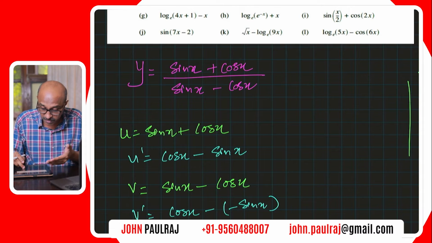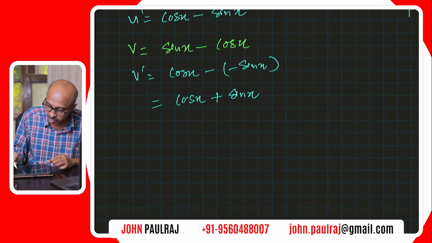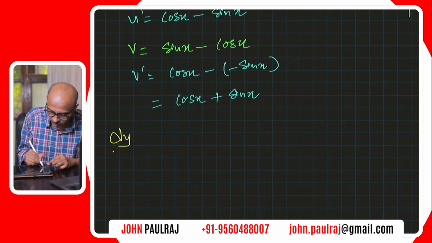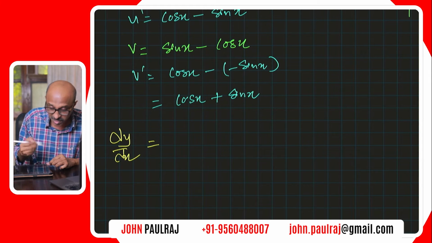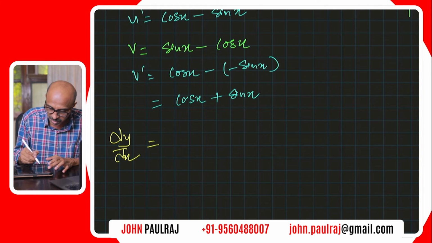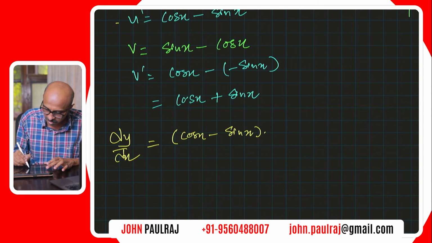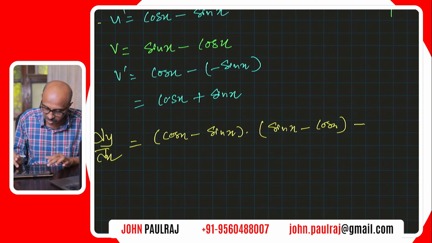dx, or the derivative of this original function, a quotient of functions. We can do that by using the formula dy over dx, which is the same thing as y prime. I often write it with the prime notation because it's more compact. dy by dx is u prime times v. u prime is this. So we've got cos of x minus sine of x times v, which is sine of x minus cosine of x, minus v prime times u.